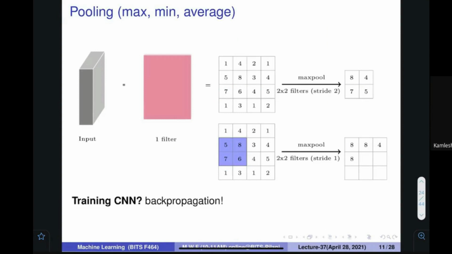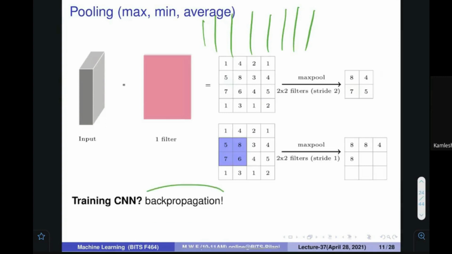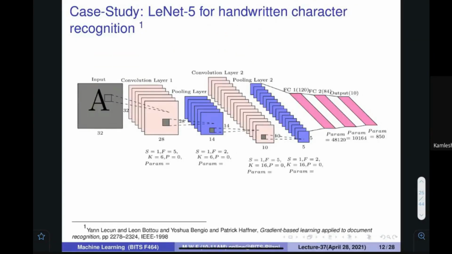Okay, how to train? Let's assume that you put various layers together, then how to train? Again, the same idea that we had earlier: you can apply backpropagation. With this, we come to a very important historical neural network architecture that was using the CNN way back around 1998. This was a paper from Yoshua Bengio, a pioneer in the ML field. He developed a method called LeNet-5, and it was for character recognition.